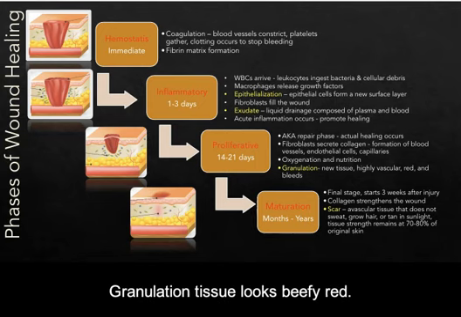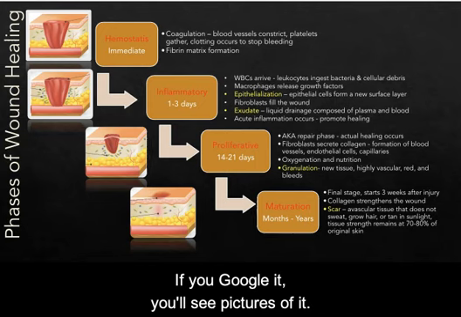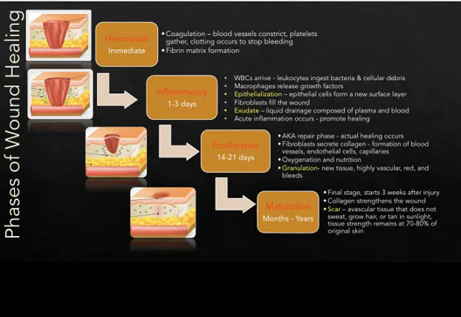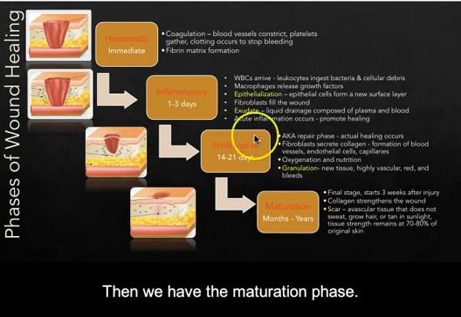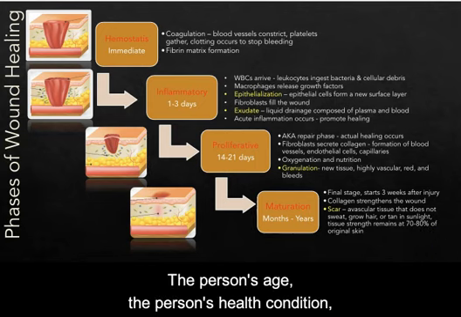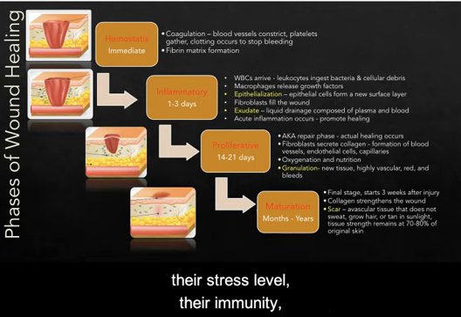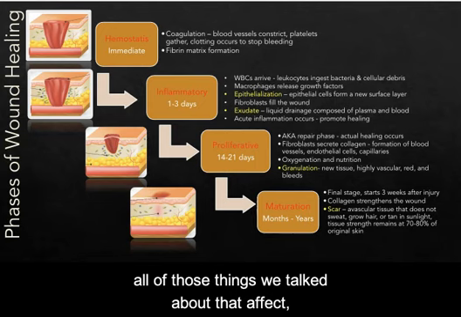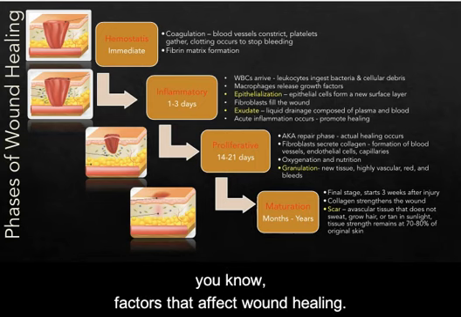Granulation tissue looks beefy red. If you Google it, you'll see pictures of it, and it's very beefy, shiny red, very vascular type of tissue. Then we have the maturation phase. This can take months to years, right? Depending on a lot of factors, the person's age, the person's health condition, their stress level, their immunity, all of those things we talked about, factors that affect wound healing.